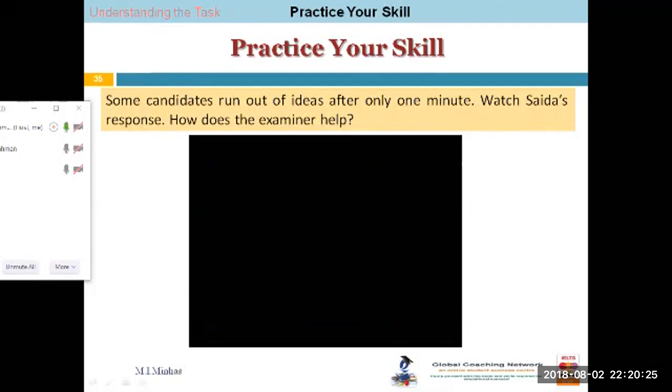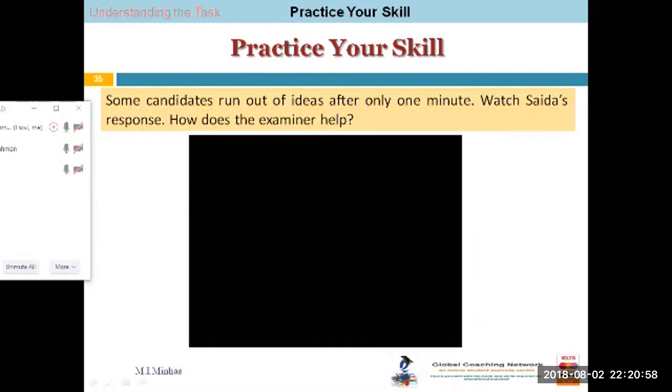Okay, so you saw in between, Saida went quiet, right? And then the examiner said, can you say more about that? Like if you are talking about, well, my mother was really happy about it, and then you went quiet, the examiner may give you a hint, well, keep talking about how happy your mother was. Can you tell me something more about that?